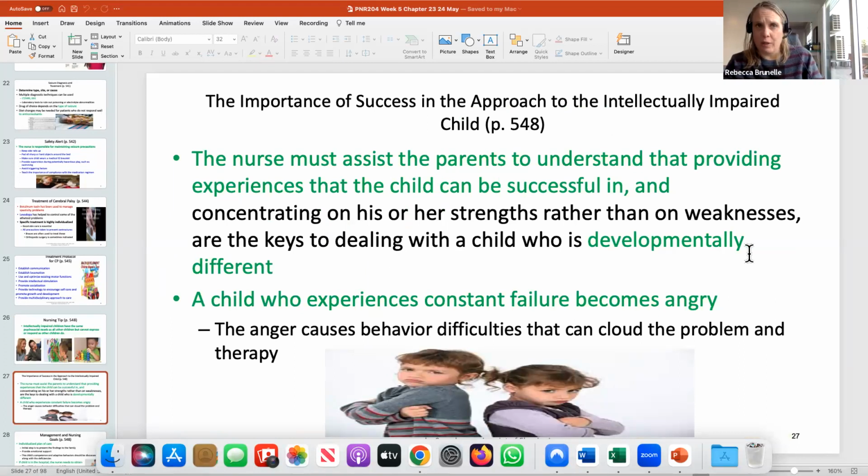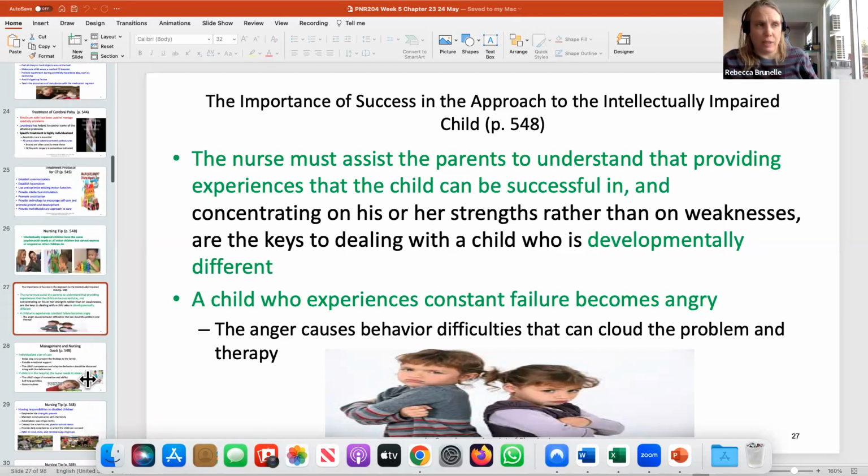If at all possible, try to be positive, focus on positive reinforcement, don't focus on the weaknesses. If you have a kid who's constantly told that they're not doing well or they're not succeeding, then they can become angry. So make sure that you're giving as much support as you can to the parents and trying to help them see the positive side of things.